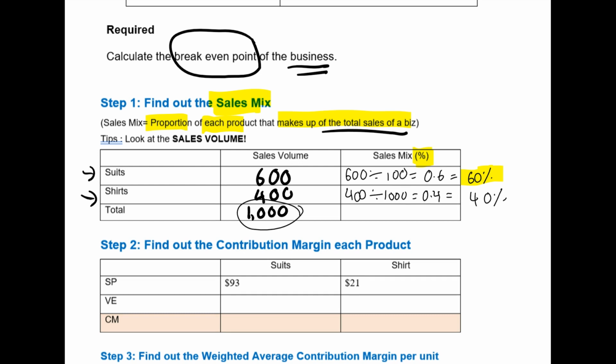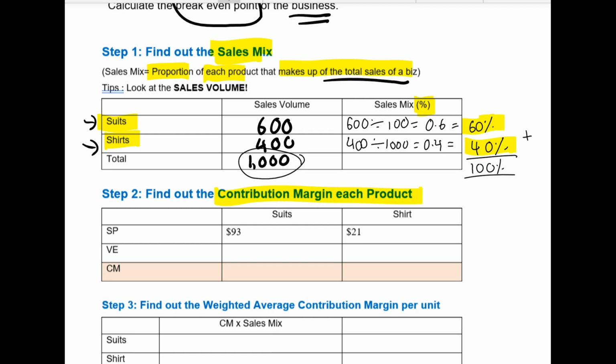So your sales mix for suits is 60%, sales mix for shirt is 40%. If you add 40 and 60% together, you will get a total of 100% as well. Next, you need to find the contribution margin for each product. Contribution margin equals selling price minus your variable cost.